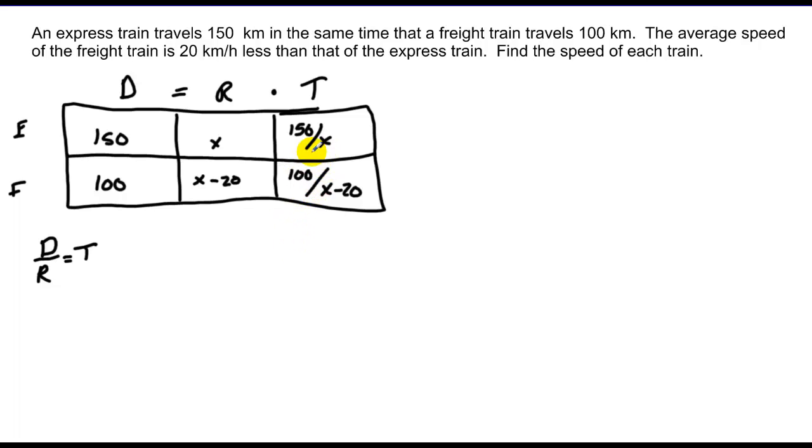Now what I have to do is write an equation relating the times, and if I read this first sentence, it's going to give me a little heads up here. So I have an express train travels 150 kilometers in the same amount of time the freight train takes to travel 100. So that tells me right there that the two times are equal. So I'm going to set those times equal and solve that equation for x.